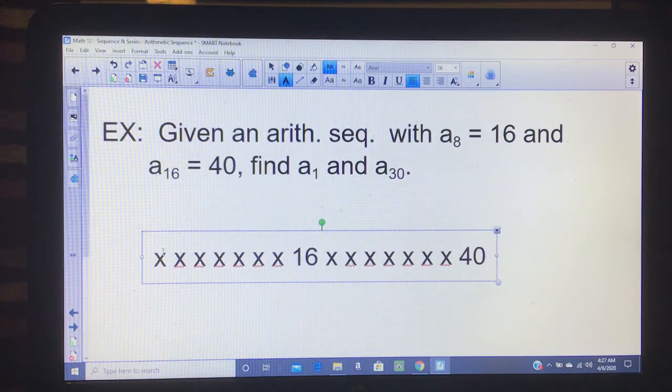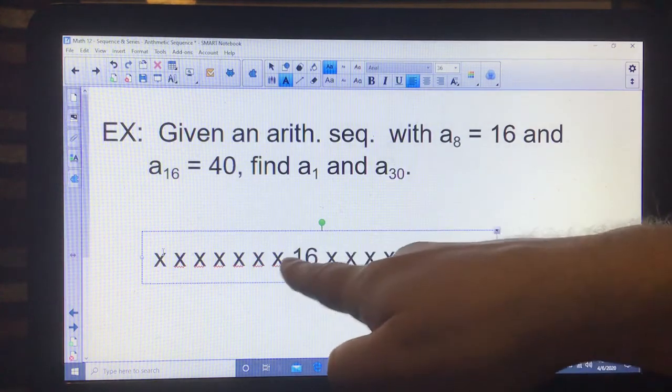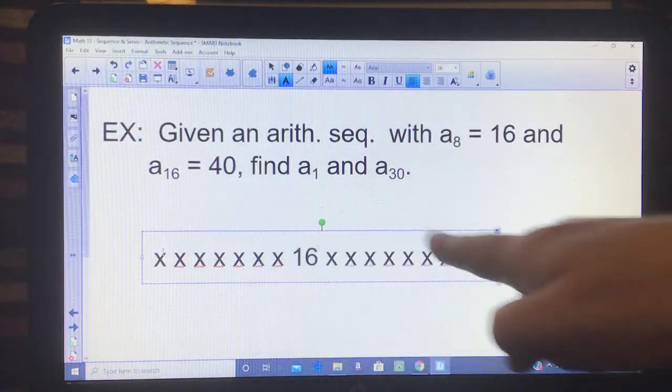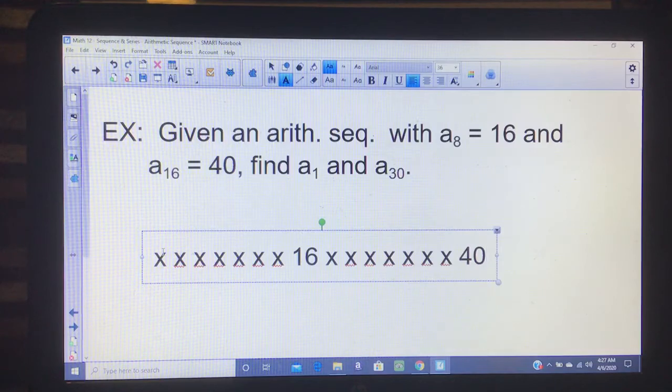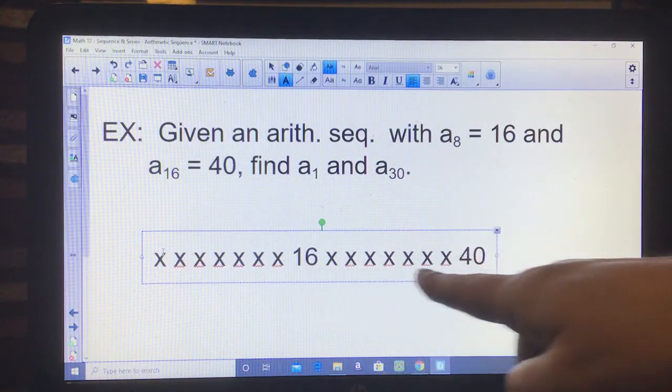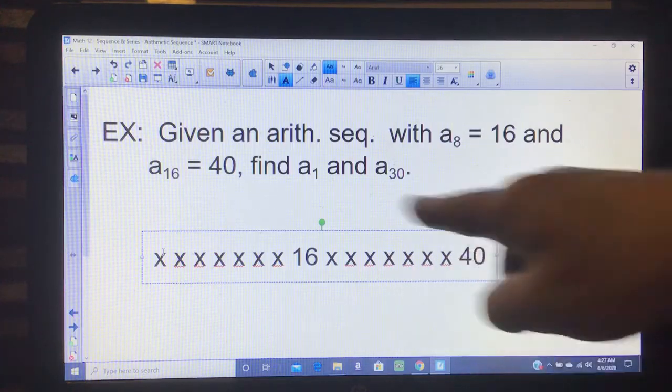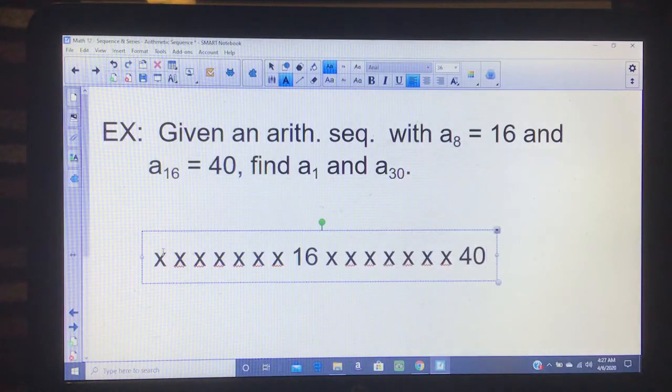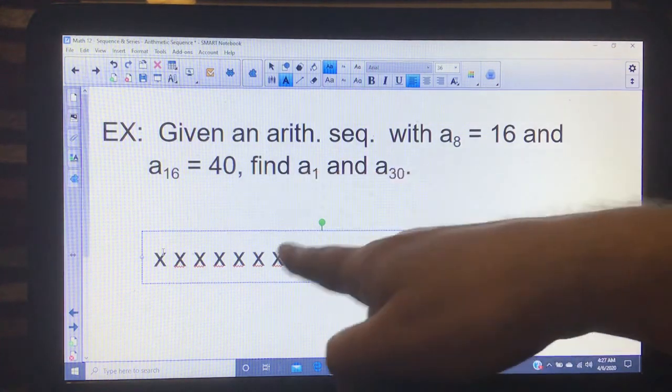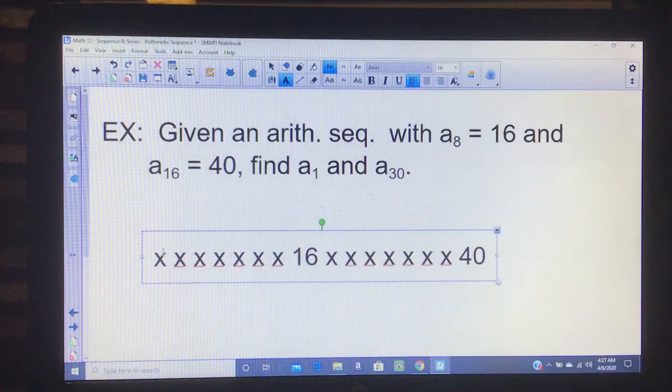There's a way to get the common difference. Basically, if I subtract these, I can find out how far apart they are. They're 24 units apart, but it's over 8 jumps. So 24 divided by 8 is 3. So I am able to find the common difference. Now, in order to find the 30th term, I would need the first term. I could work my way backwards, and I'm going to show you all the work.